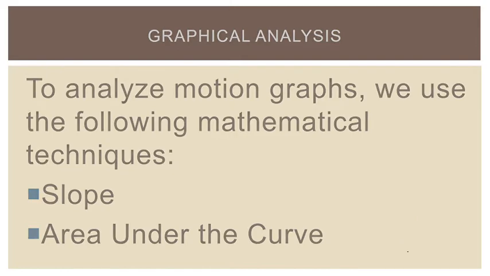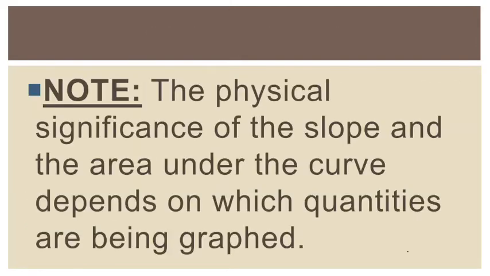Okay. So it's very important for everybody to realize that our job when we are looking at graphs is going to be determining what the physical significance of the slope and the area under the curve are. And the physical significance of the slope and the area under the curve depends on which quantities are being graphed, right? So depending on the graph, the slope and the area under the curve will mean different things.